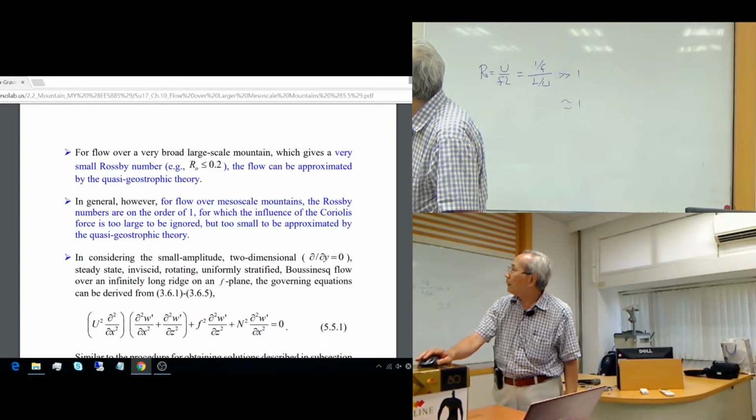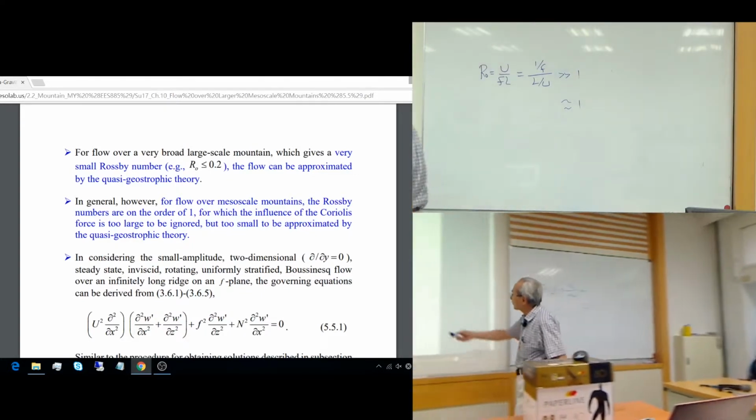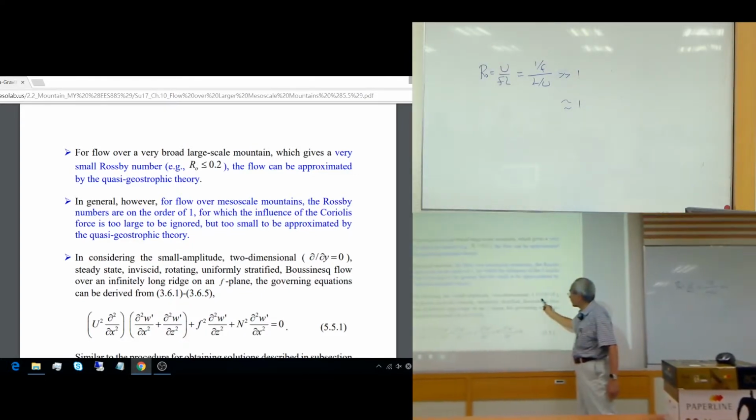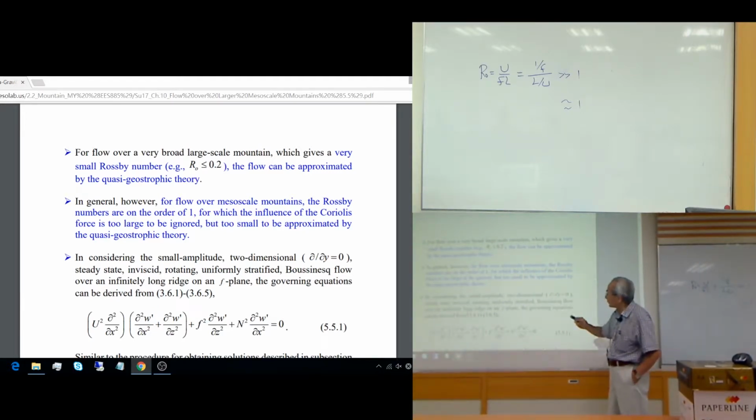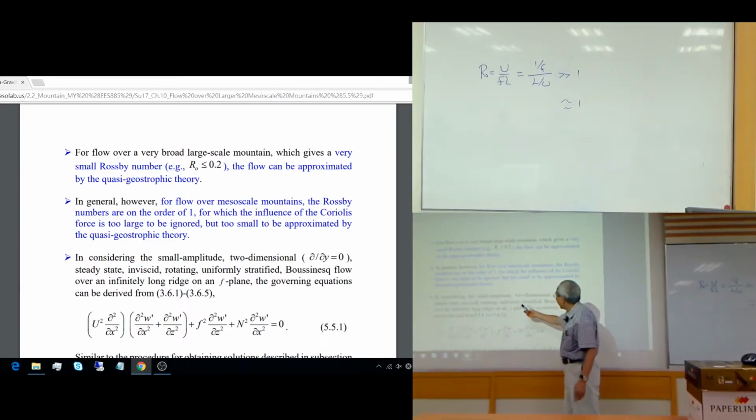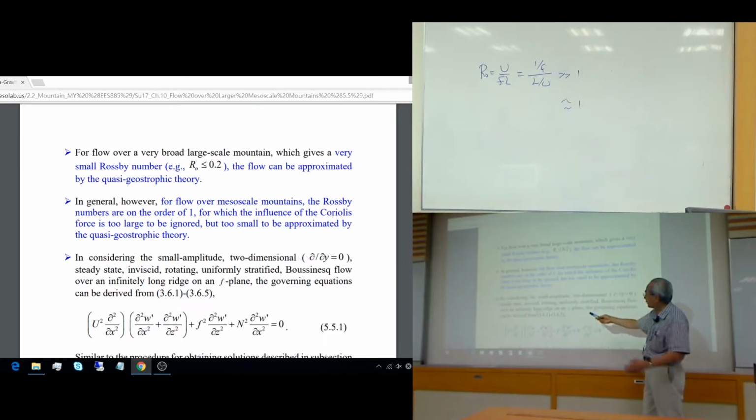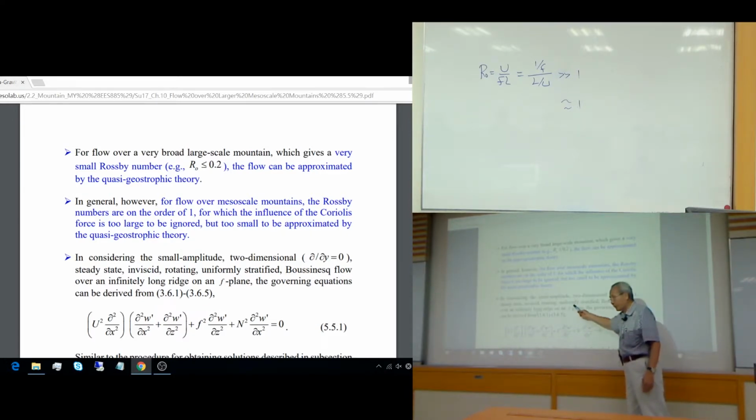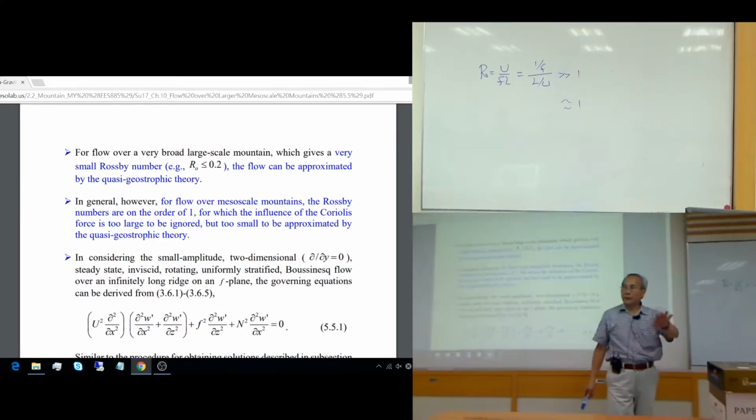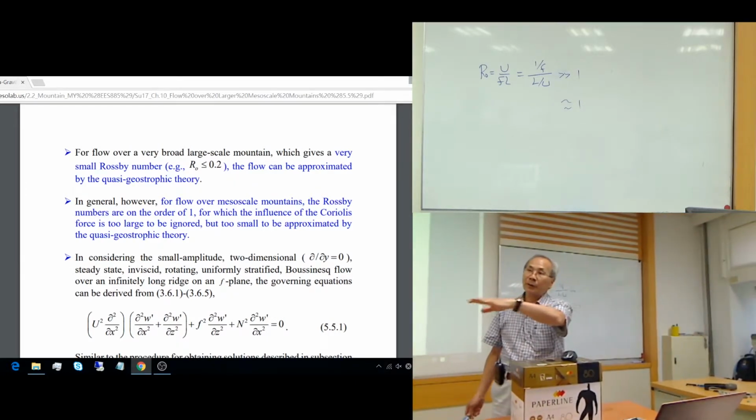So if we consider small amplitude, two-dimensional, partial y equals 0, steady state, inviscid, rotating, uniformly stratified Boussinesq flow over an infinitely long mountain ridge on an f-plane. This rotation is the important part we add. Normally in mesoscale we don't consider f variation. In the model of course it's always there, because some models are built that way.